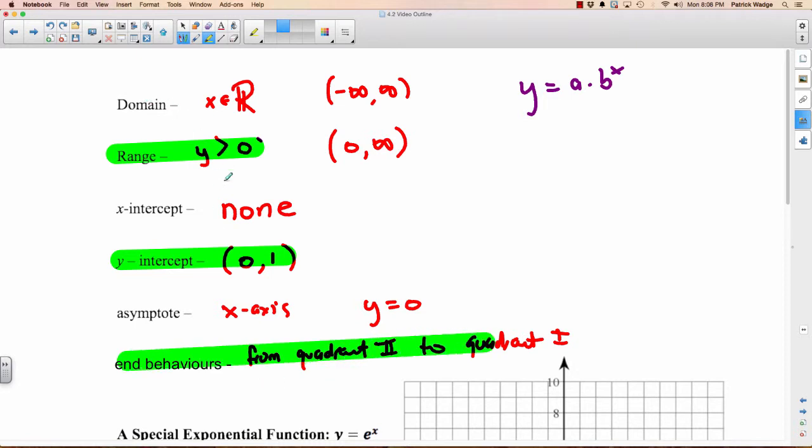So these three things, just to give you a heads up, are always the same for exponential functions of the form we're interested in. The domain's always going to be all real numbers. X-intercept's always going to be none, there is none of them, and the asymptote's always going to be the x-axis. But the range, the y-intercept, and the end behaviors can vary from what we've seen today. But for today's work, this is the pattern we saw.